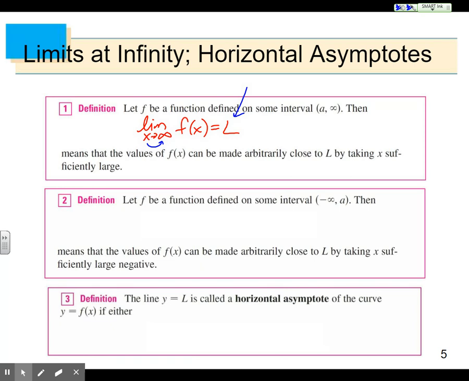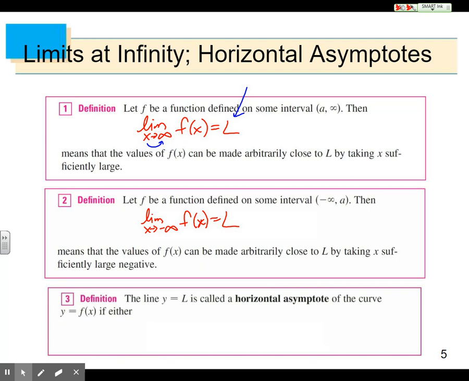Now, this also works the other way. I can take the limit as x approaches negative infinity. If I'm able to do this, and I get a limit to exist, this is also called a limit at infinity. It just happens to be negative infinity. If you want to call it a limit at negative infinity, go for it. Get on board with that.